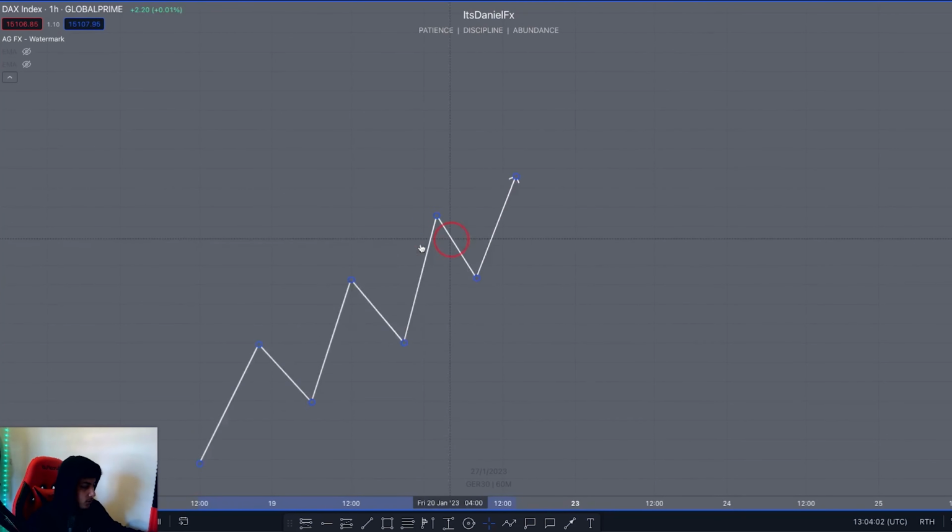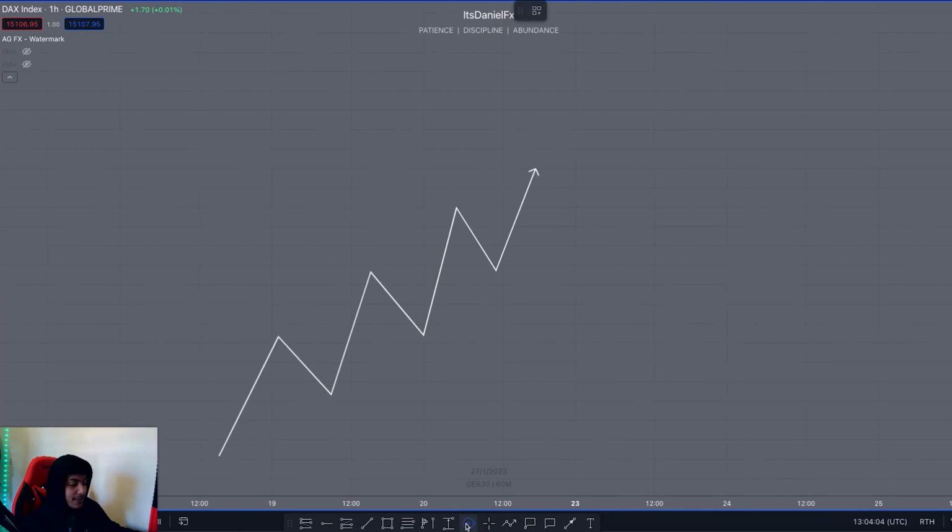So what I tend to do is I like to draw from relative structure. So either from structural highs or from structural lows, dependent on what direction I'm trading in. But I personally only trade with the trend. I like to draw from structural points in the market. So for example, here we've made a higher high and a higher low, and then we've broken structure to the upside and created a new higher high.